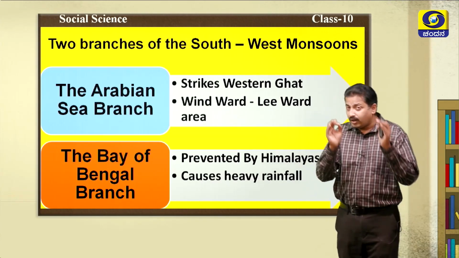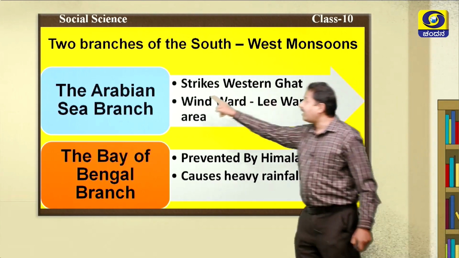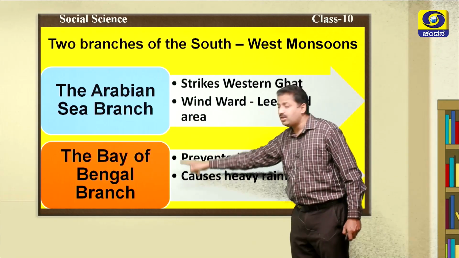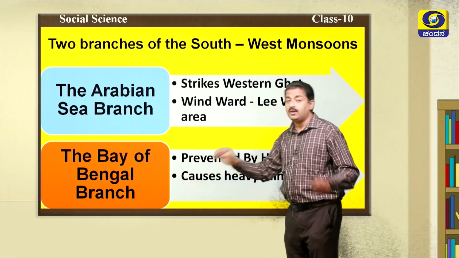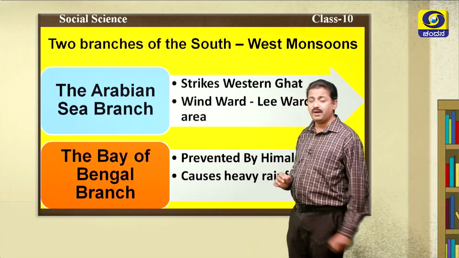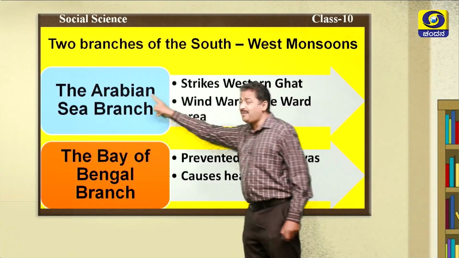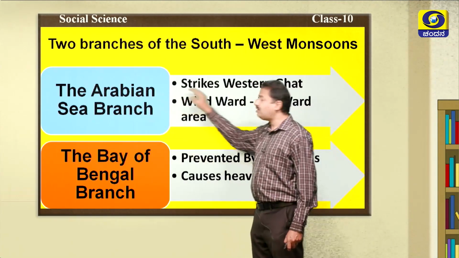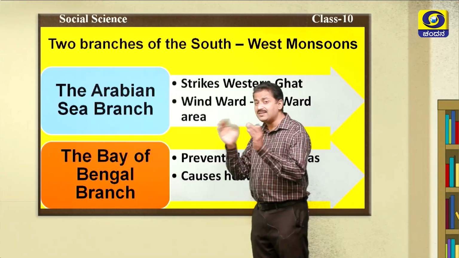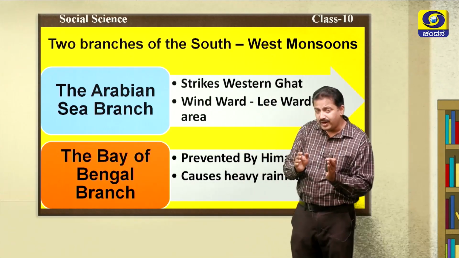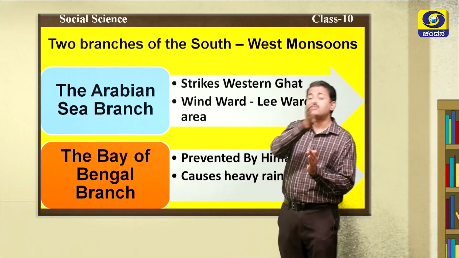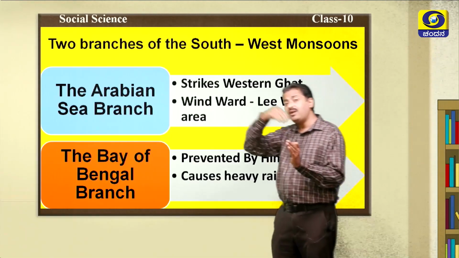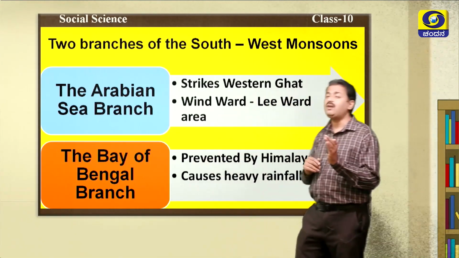So, what are those branches? One is the Arabian Sea branch, the other is the Bay of Bengal branch. Dear students, keep this in mind, very important. The Arabian Sea branch winds strike the Western Ghat and two areas are created. One is the windward area, that is the western side of the Western Ghat, and the other is the leeward area, that is the eastern side of the Western Ghat.